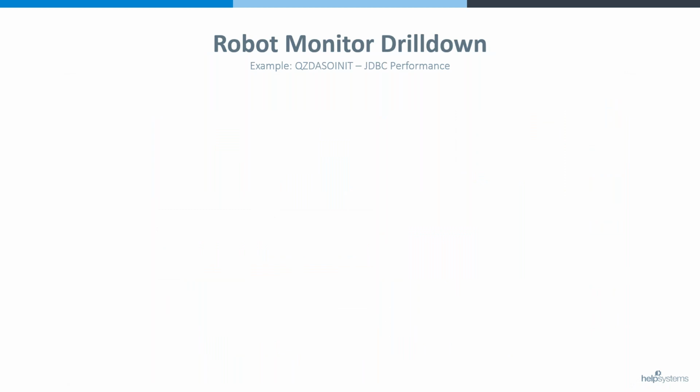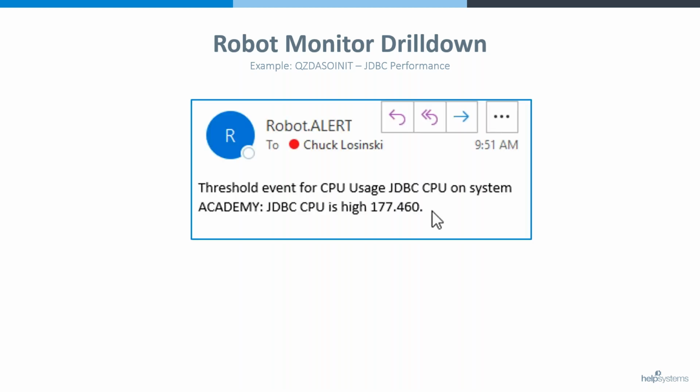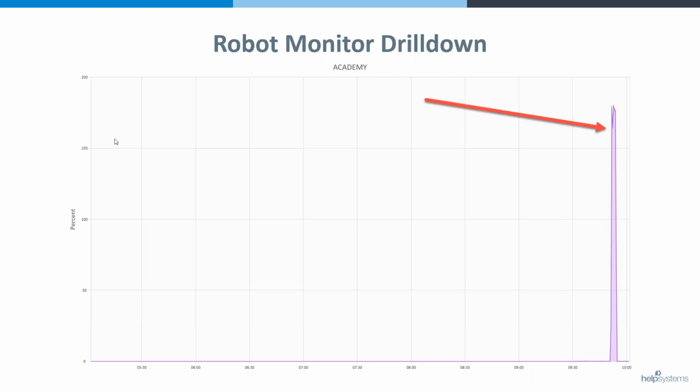Okay, the next topic that we're going to get into in the live demo is the drill down capability of Robot Monitor. So not only does it provide you with a pretty picture, but when you get notifications, something like this, my CPU usage for JDBC has hit some threshold. I've gotten alerted to that. Maybe it came in via text. So what I can do is go into the Robot Monitor graphical interface and look at that particular metric, CPU for JDBC, if I have that configured.